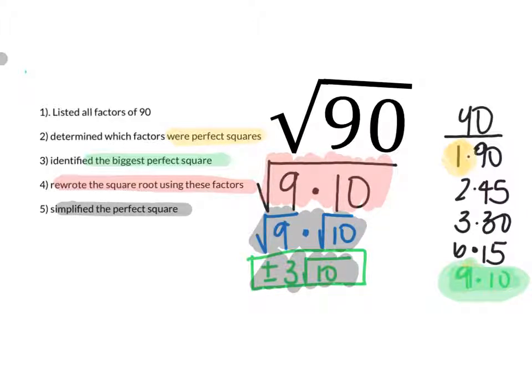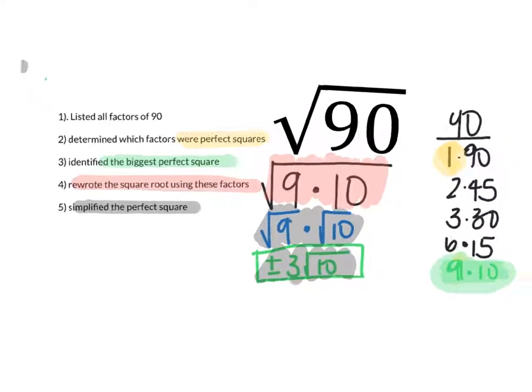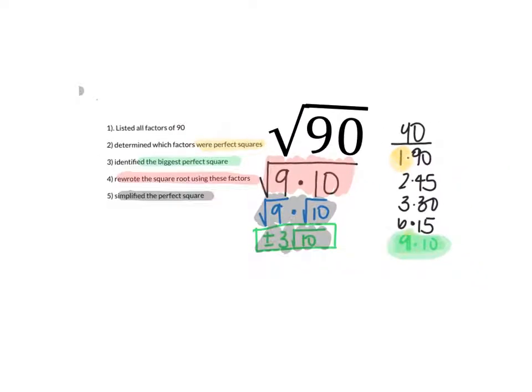So that's just a list of steps that you could follow, because some of you I know are step people. You need to know step 1, I do this, step 2, I do this, step 3, I do this. So these are the steps that you can follow. I'm going to do the next problem a little bit differently, because some of you are like, I don't know where you got those numbers from.